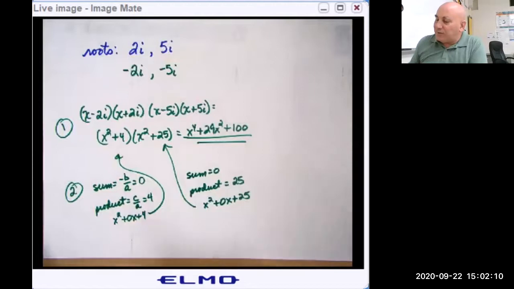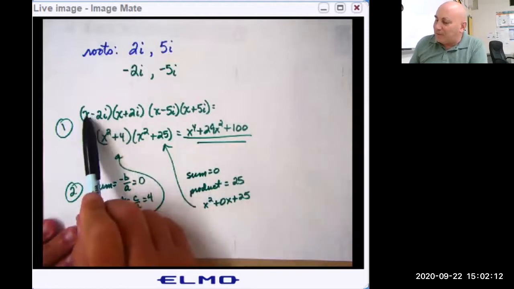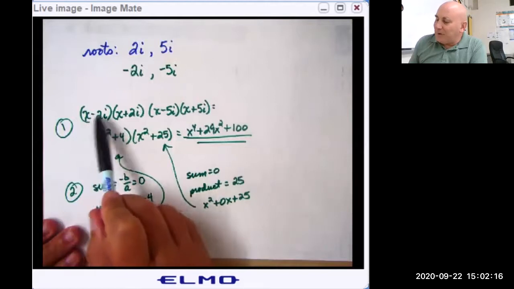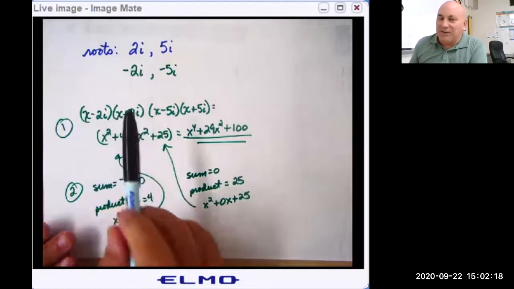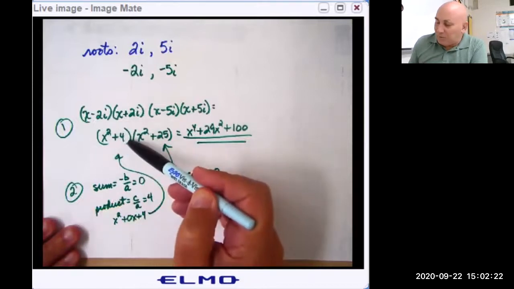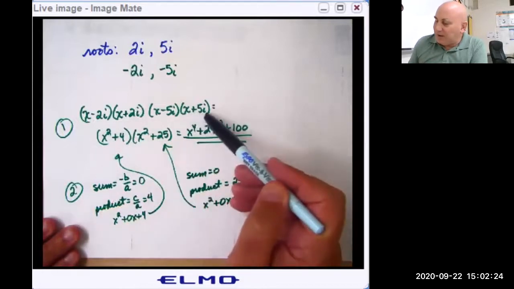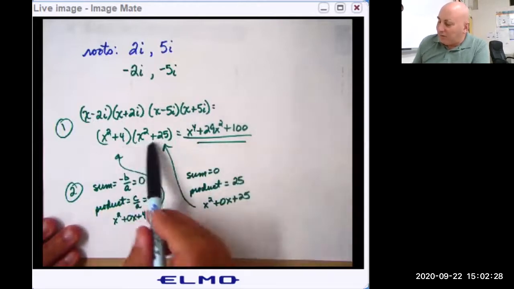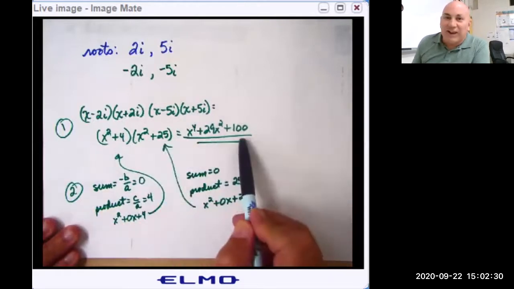So if you do it the first way, where you just do x minus each of the roots, this is like a minus b times a plus b is a squared minus b squared. That's going to be x squared plus 4. This one's going to be x squared plus 25 when you FOIL it out. Now you FOIL these, there's your answer.